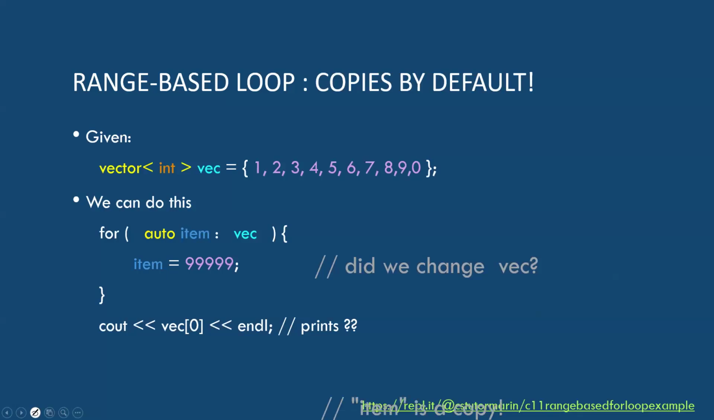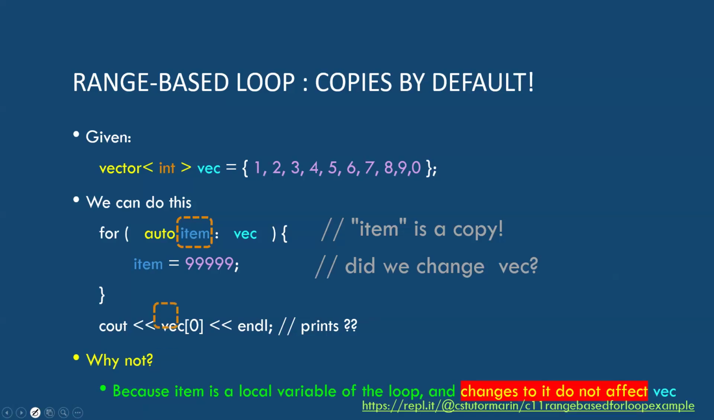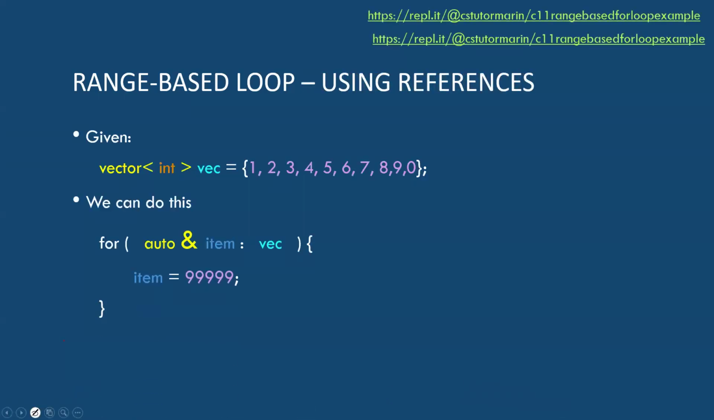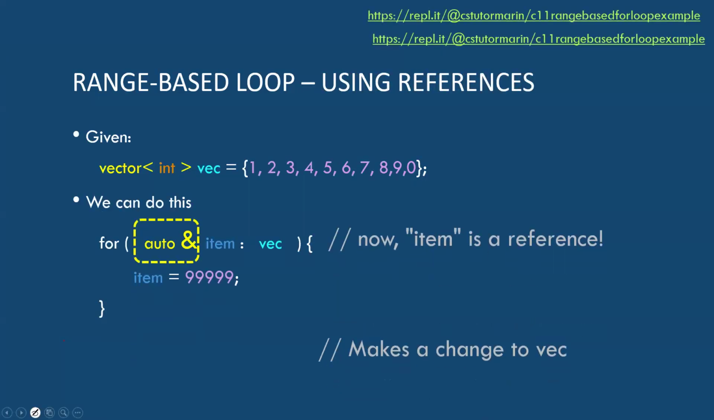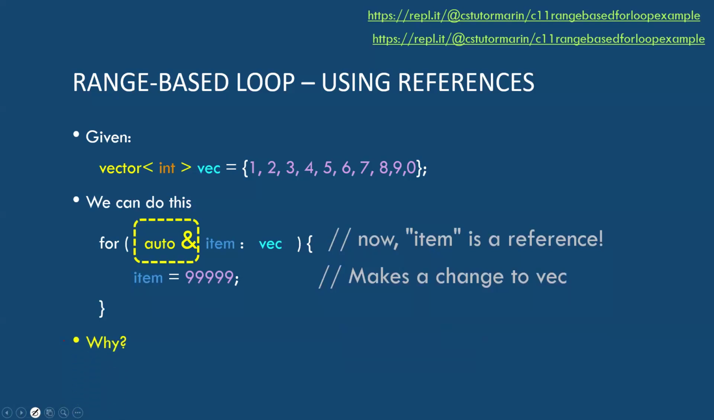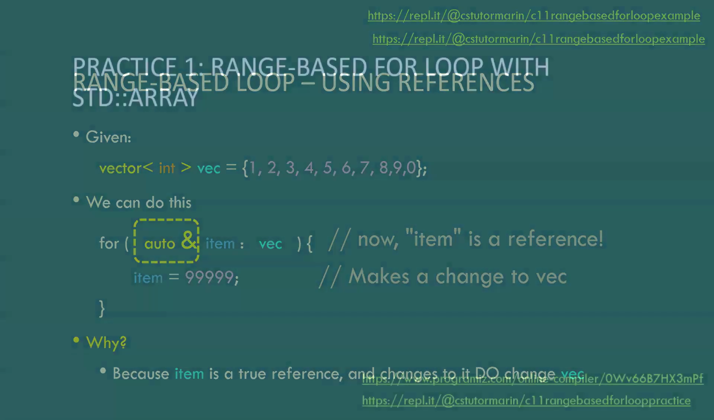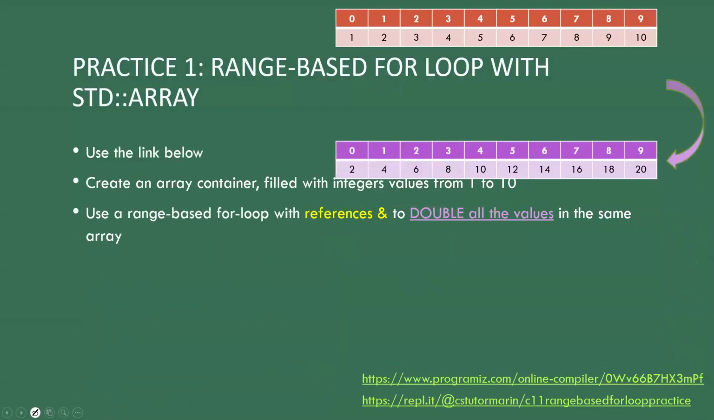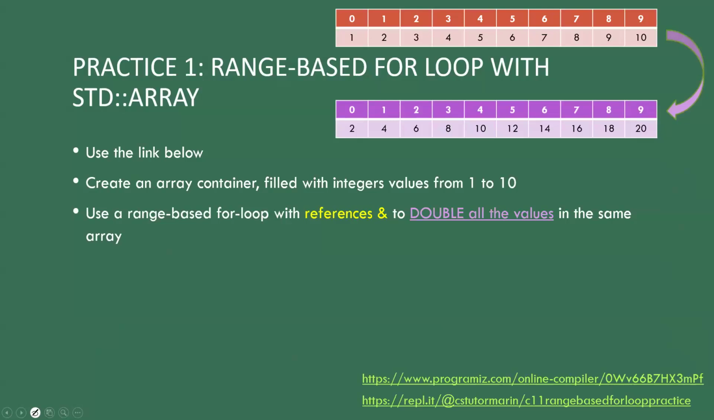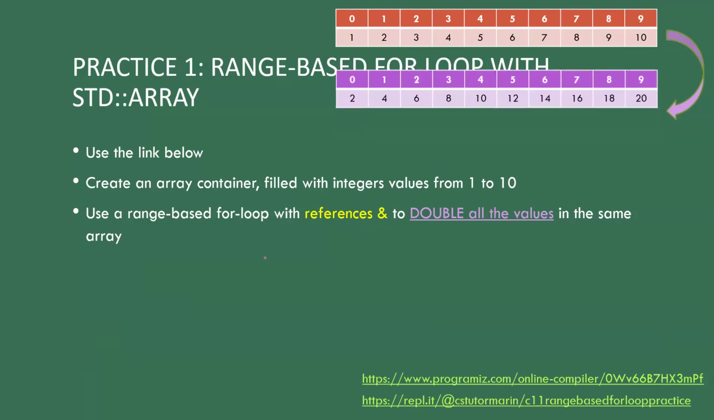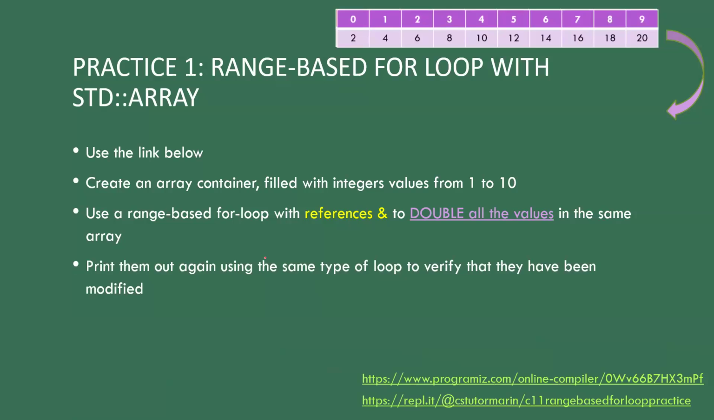So here was us not changing anything, because it's a copy. Here's us on the next slide using a reference so that we can change it, assuming that's something we wanted to do. So the reference allows us to do that. Let's first just warm up on that. Let's see if we can double all of the values from the original array up here by using one of these range-based for loops. So we want to actually make a change.